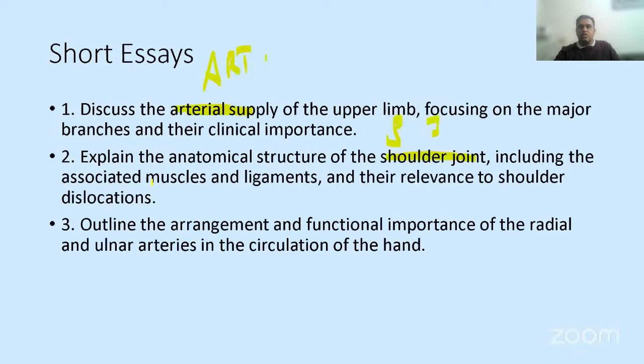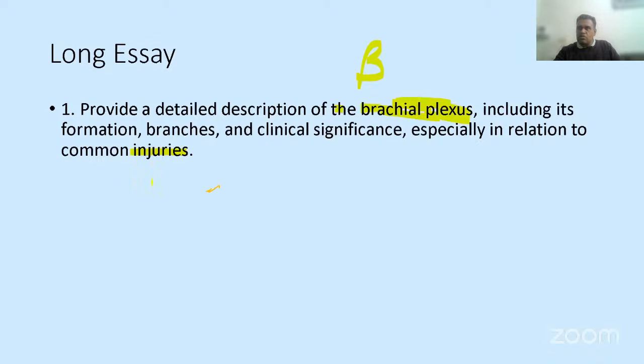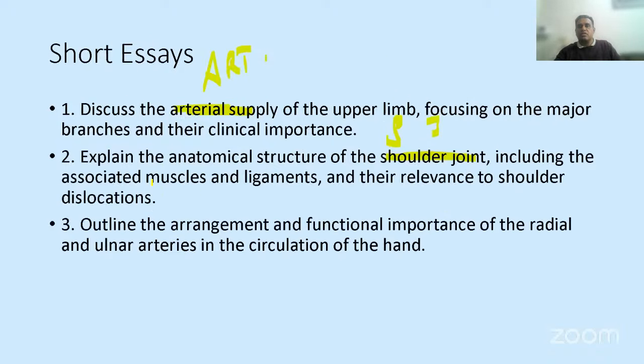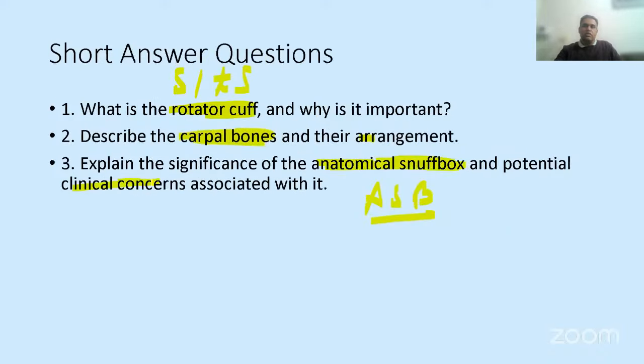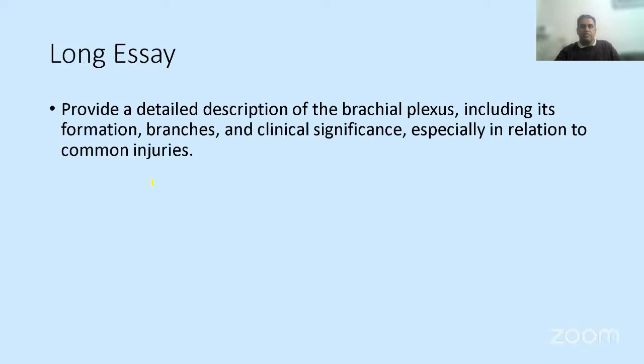So these are the three major topics that we are going to cover: the brachial plexus, though we have touched upon it in the previous session, but still we'll do it, the arterial supply, and the shoulder joint. Okay. So without wasting any further time, let's begin. So here is the first one: provide a detailed description of the brachial plexus. Just a sample question over here, including its formation, branches, and clinical significance, especially in relation to the common injuries.